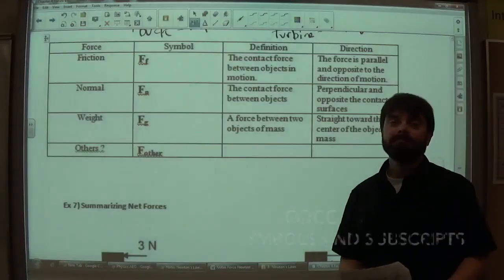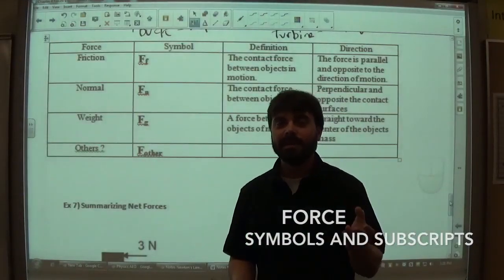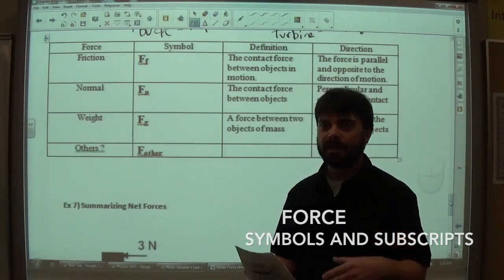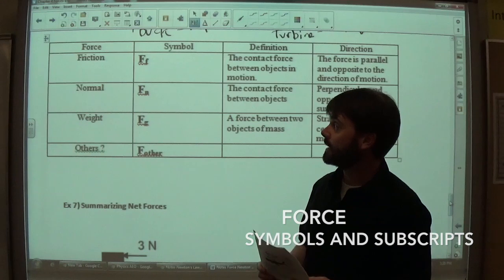In the table below, we're going to see a little bit about abbreviations and symbols, superscript, subscript abbreviations to get an idea of what we're talking about.